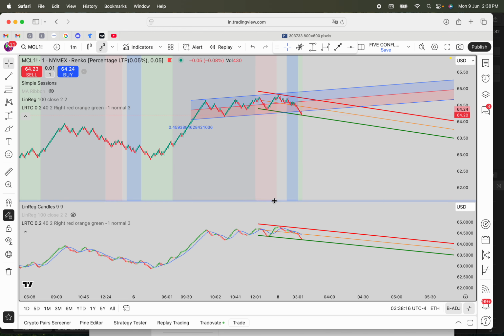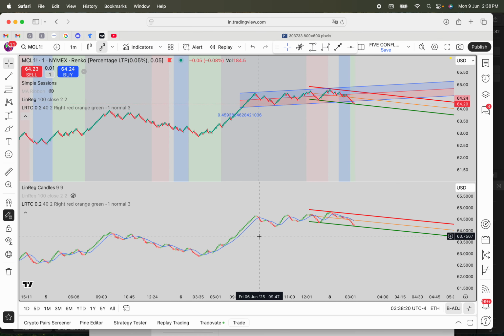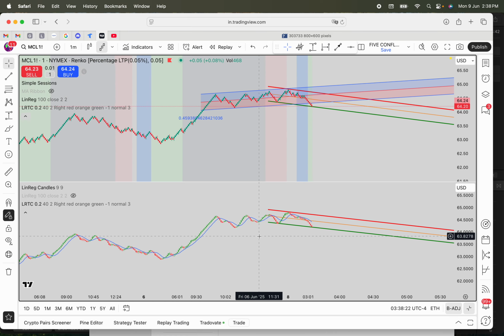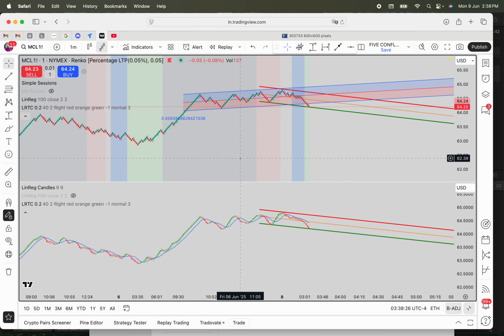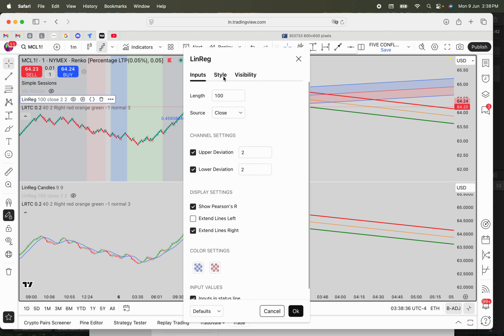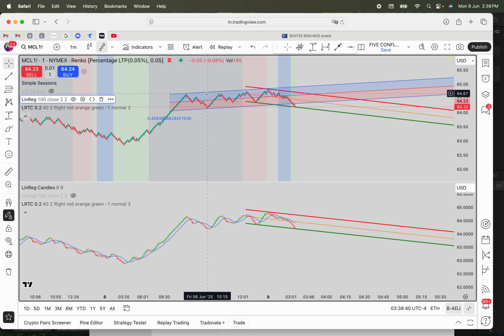Okay, there are problems though, because scaling is a little bit difficult. You can see it gets a little bit hard to see that Lin Reg. Anyway, on the chart here, I have the linear regression channel, which is this blue, red one. If you don't know what that is, it's a stock standard indicator from TradingView. I use it all the time.